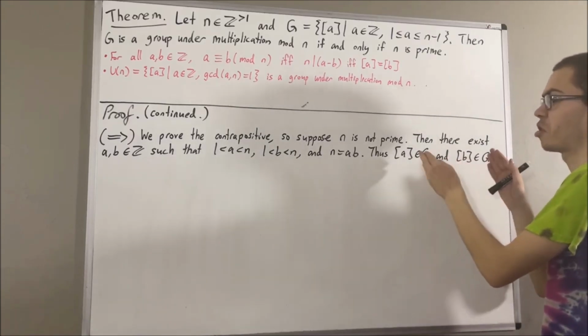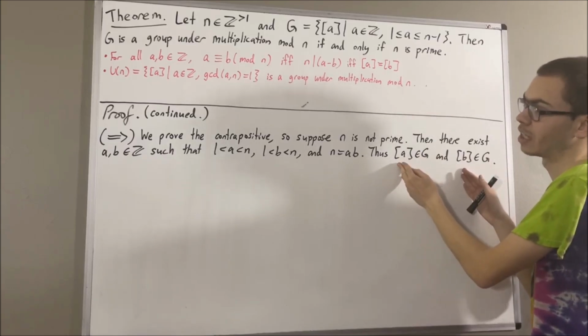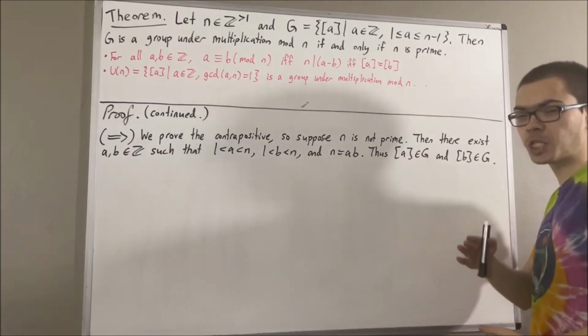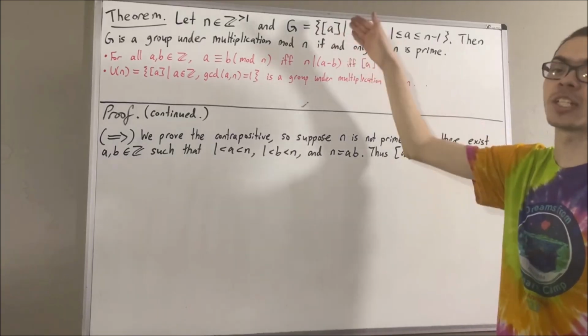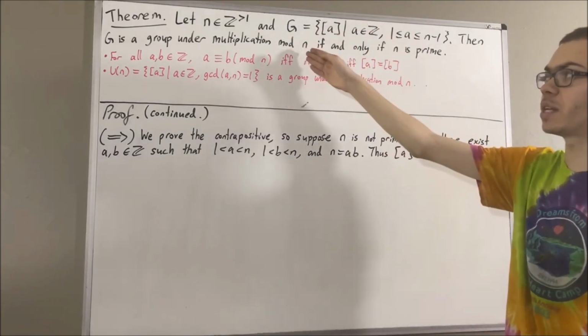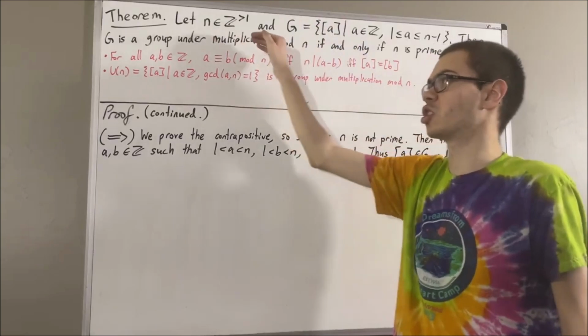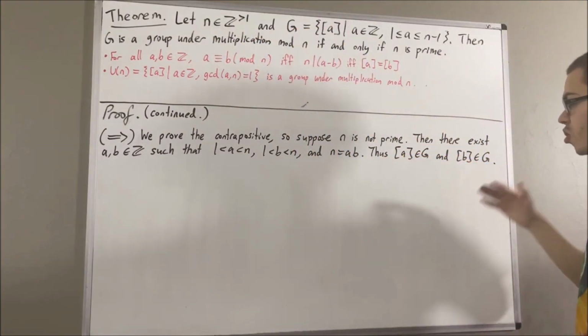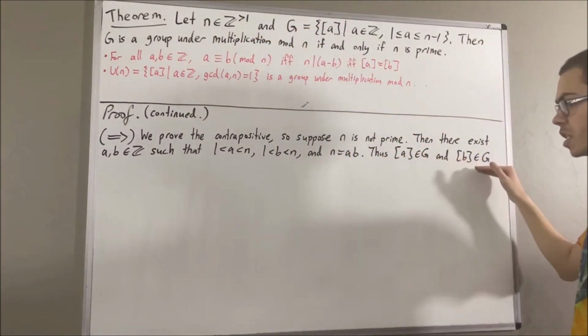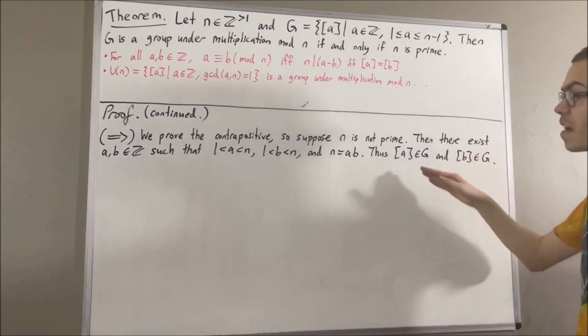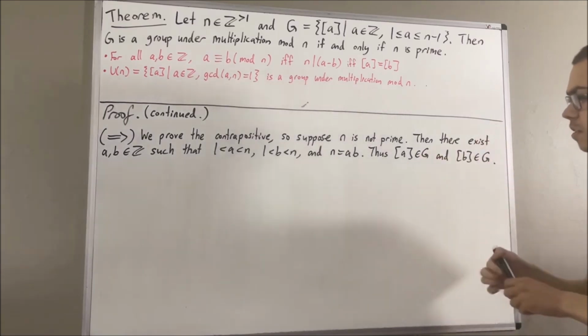But the claim is that their product is not an element of G. If we can show that, then that tells us G is not closed under multiplication modulo n, and hence G is not a group under multiplication modulo n. So to prove that their product is not an element of G, assume for a contradiction that we instead have that their product is an element of G.